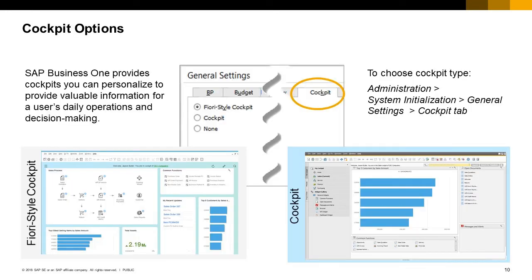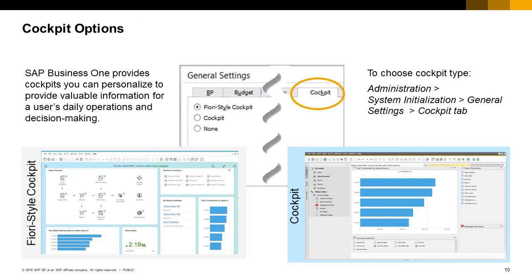SAP Business One provides cockpits you can personalize to provide valuable information for a user's daily operations and decision-making. If you are running SAP Business One, version for HANA, you have the option to use the Fiori cockpit with an HTML5 graphical user interface as well as the older style cockpit. With MS SQL you do not have the option of running the Fiori interface. You also have the option with both platforms to turn off the cockpit.